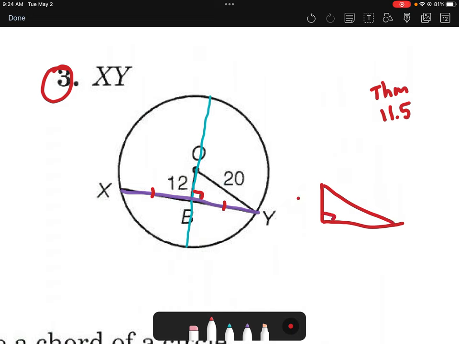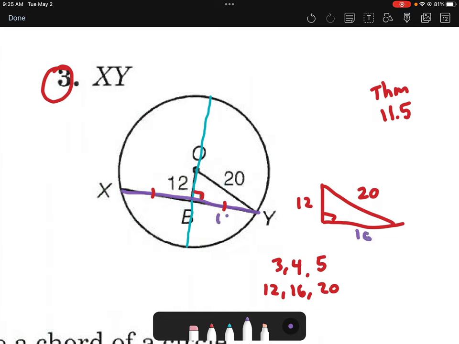Okay, now that's important, but it's also important that we understand right triangles. I'm pretty sure this is a 3, 4, 5. Now, if we multiply 3, 4, 5 times 4, we're going to get 12, 16, 20. So that means that missing guy was 16. So this guy over here, 16 from X to Y would be 16 plus 16, 32.